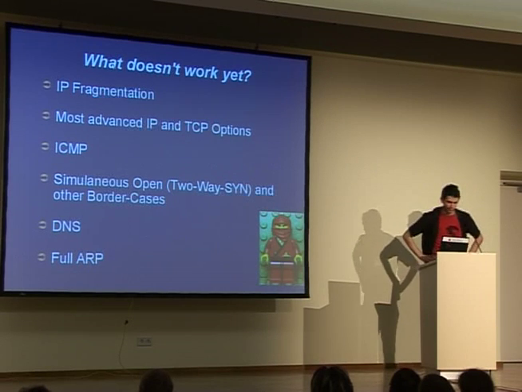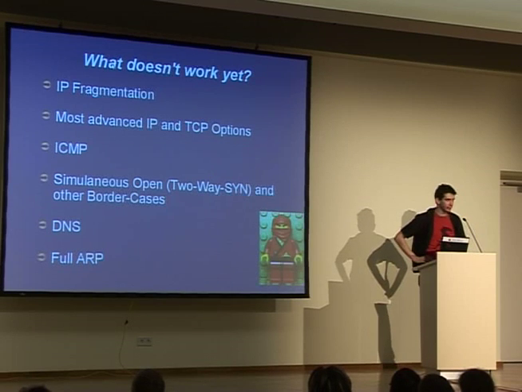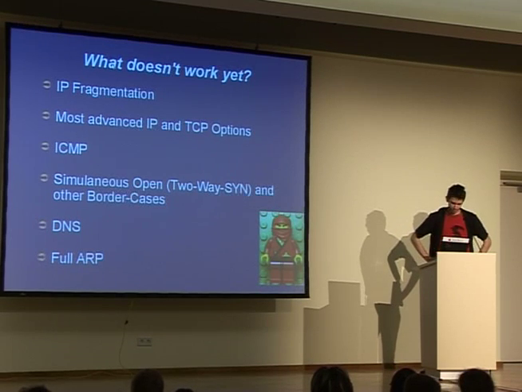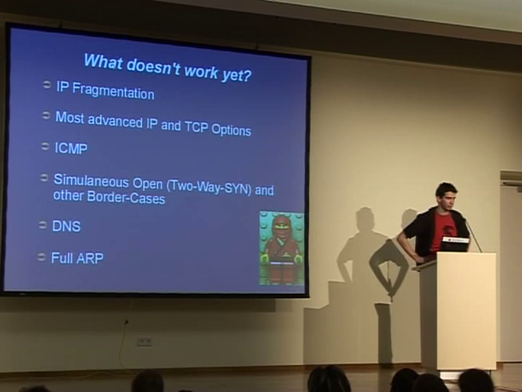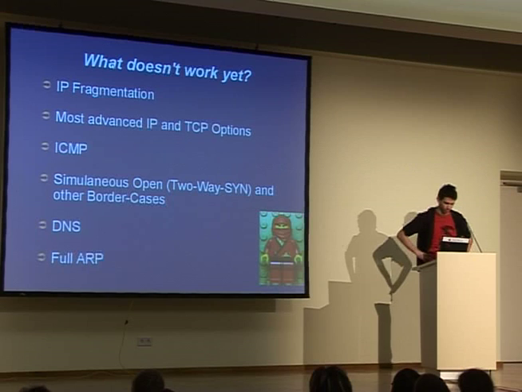So what doesn't work yet: I don't have IP fragmentation implemented yet. I had some experiments with that in a previous version based on inheritance, but that's not in it right now. Then most advanced IP and TCP options don't work yet. I don't have window sizes, I don't have all that fancy stuff yet, but I want to implement it. Then I don't have any ICMP handling right now, I didn't care. Things like simultaneous open or simultaneous close are absolutely not supported right now. I have no means to test them, they are really rare.